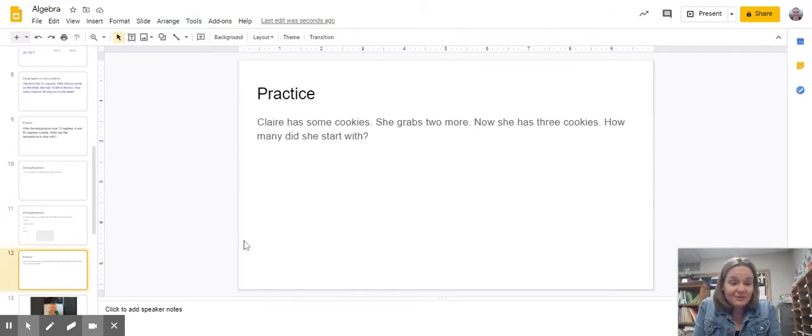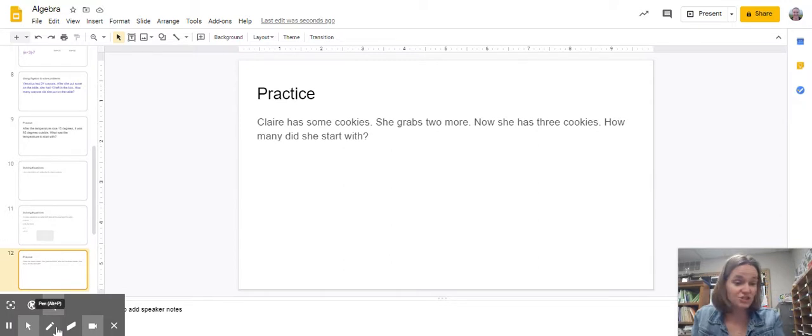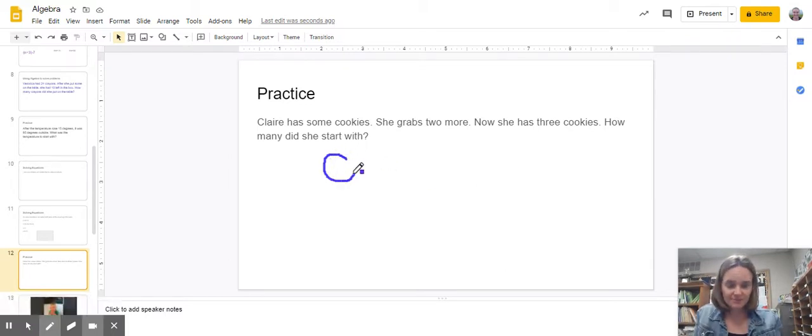Now let's do a story problem. Claire has some cookies. She grabs 2 more. Now she has 3 cookies. How many did she start with? First of all, let's write the equation like we did yesterday. Okay, Claire has some cookies. So I'm going to write C for cookies because she starts off with some.